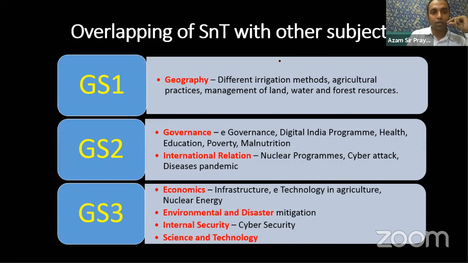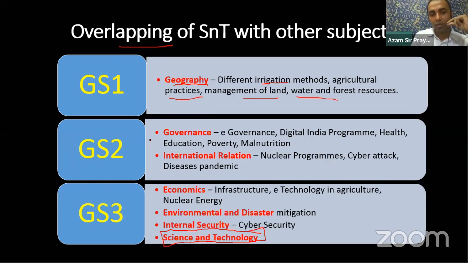So if you take science and technology, of course, as you can see towards the bottom, it is there in your general studies paper 3, no doubt in that. But it is also there in general studies paper 1. It has application in general studies paper 1 geography area, wherein the different irrigation technologies are related to science and technology, the different agricultural practices, the management of the land, the water, the forest resources, all of these have implications on science and technology.